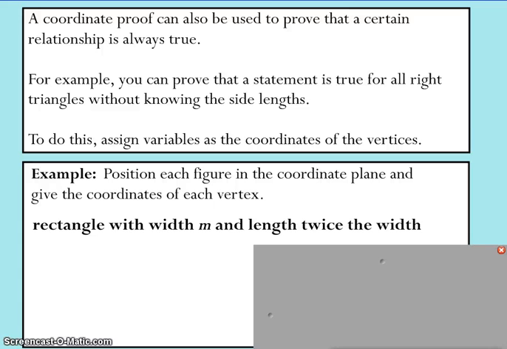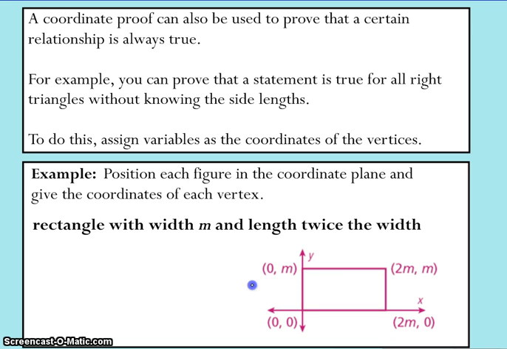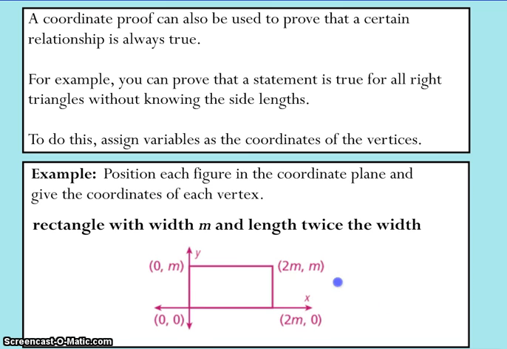Now, when you do that, though, we have to leave it as variables. So if I have a rectangle with a width of m and a length of twice the width, this is what my rectangle is going to look like. It has a width of m and a length that is 2 m's. So from here to here, I went up m units. From here to here, I went over to the right 2 m units. So the missing point is 2m, m.